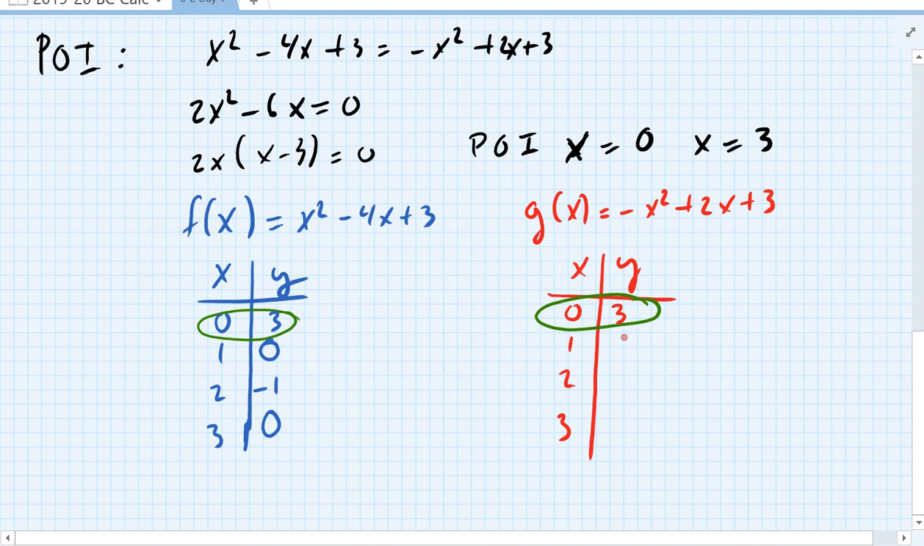Put in 1. I got negative 1 plus 2 plus 3. That means I'm going to have 4. Put in 2. I got negative 4 plus 4. That's going to go to 0. And I've got 3. Plug in 3. It's 0. Notice my points of intersection have the same coordinate. I know I did it right.